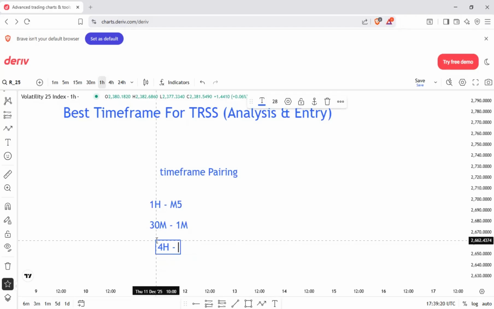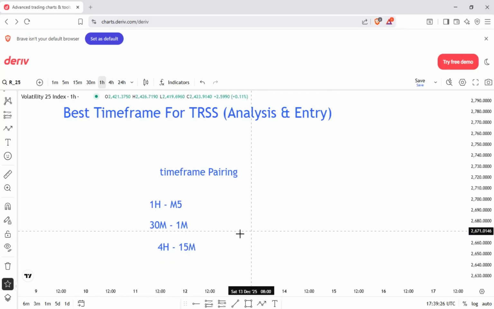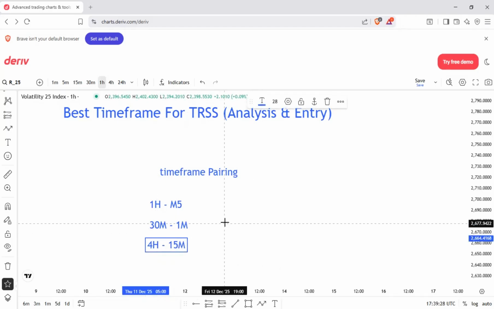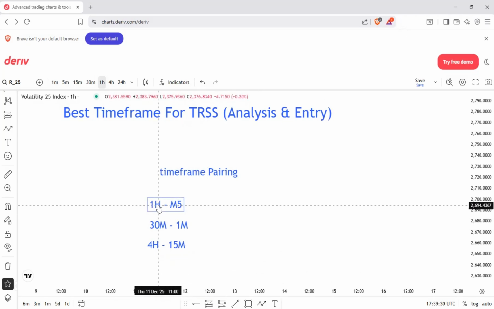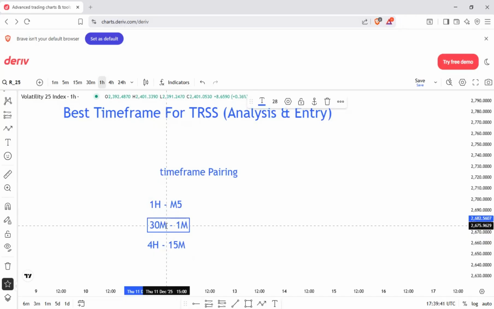your entry should be what? 15 minutes. If you're using the 1 hour time frame to spot out the structures of the market, your entry should be at the 5 minutes time frame. If you're using the 30 minutes time frame to spot out the structures of the market, your entry will be the 1 minute time frame.